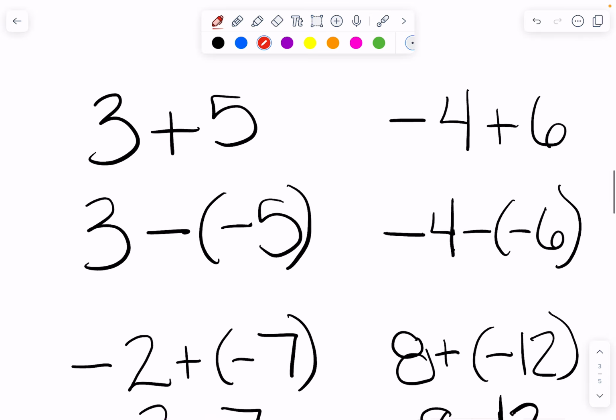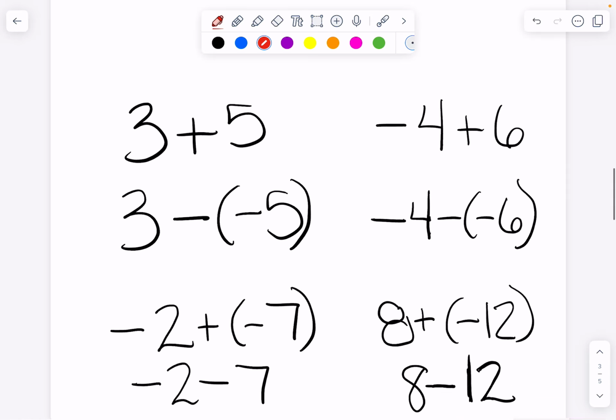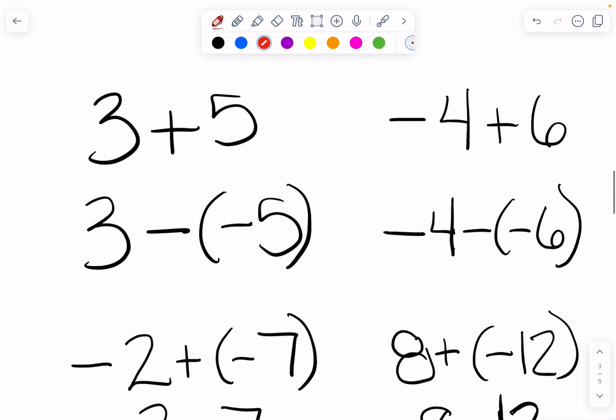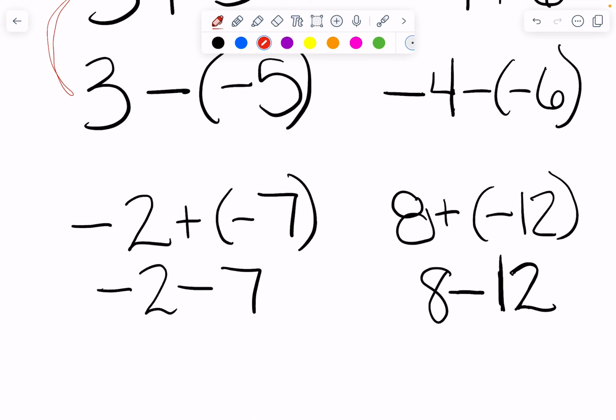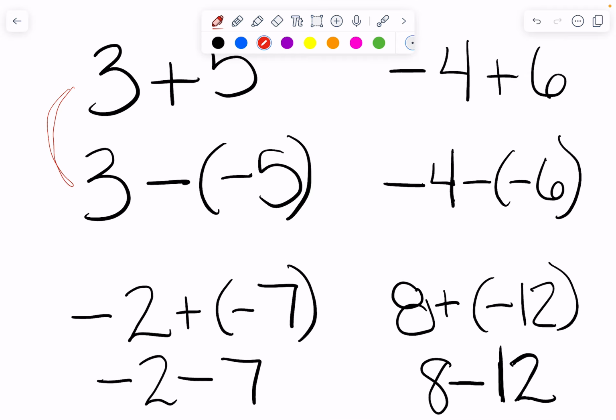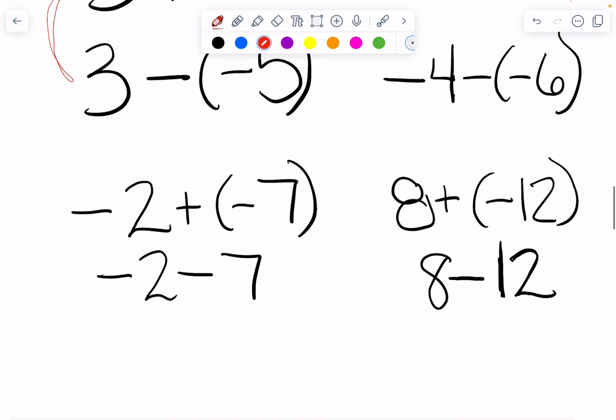Again, I just really want to point out that when we are subtracting a negative, that's going to give us the same answer as adding a positive. So for example, 3 plus 5 is going to give us the same answer as 3 minus negative 5. And all of these subtraction problems can also be written as addition. So negative 2 minus 7, you can think of that as negative 2 plus negative 7. Negative 4 minus negative 6 is going to be the same as negative 4 plus 6. And 8 minus 12 would give us the same answer as 8 plus negative 12.